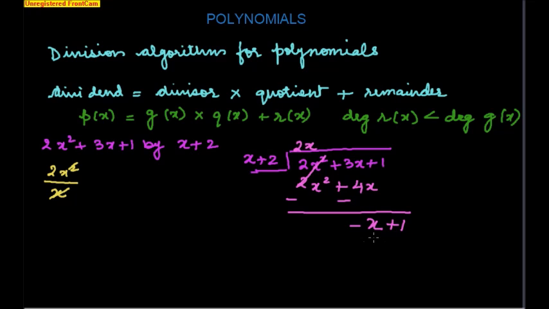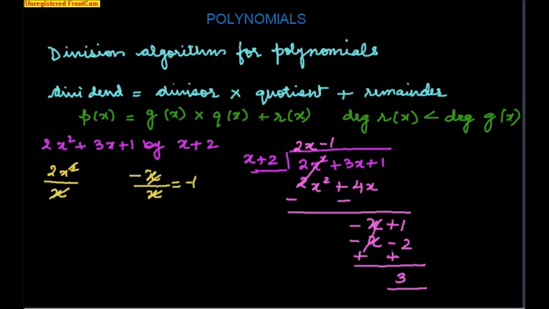Now please see the first term here, it is minus x. When you have minus x here and the first term here is x, when you divide this, you get as minus 1. So the next quotient is minus 1. You multiply minus 1 by x, we get minus x. Minus 1 by 2 gives us minus 2. We again change the sign. This gets cancelled and I get 3.